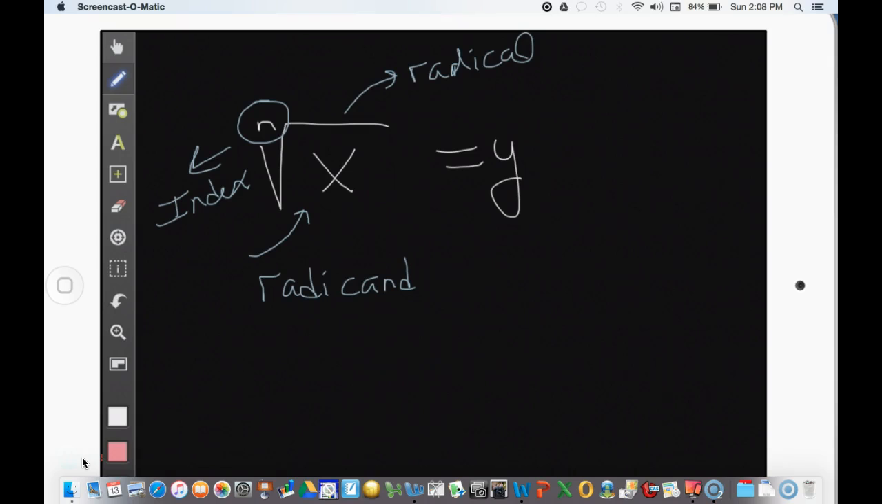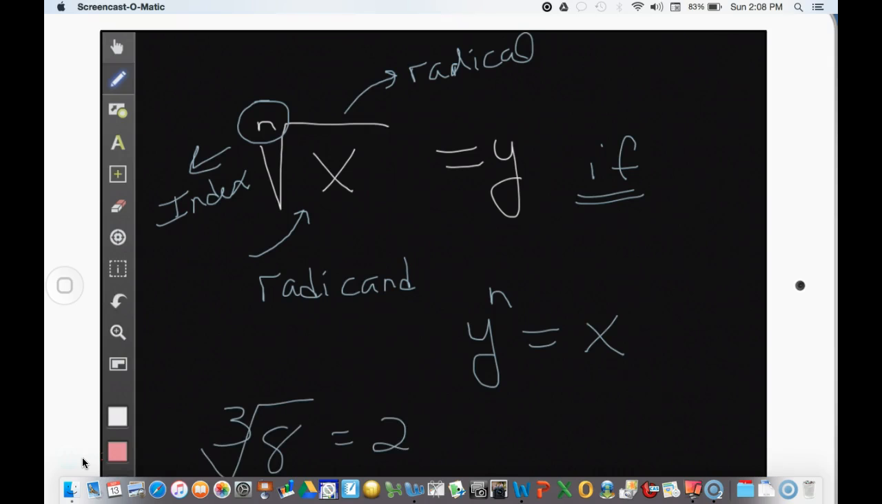In general, we can say the nth root of x equals y if y to the n equals x. For example, the cube root of 8 equals 2 because 2 cubed equals 8. With that said, we're going to break down some radicals and have some practice.